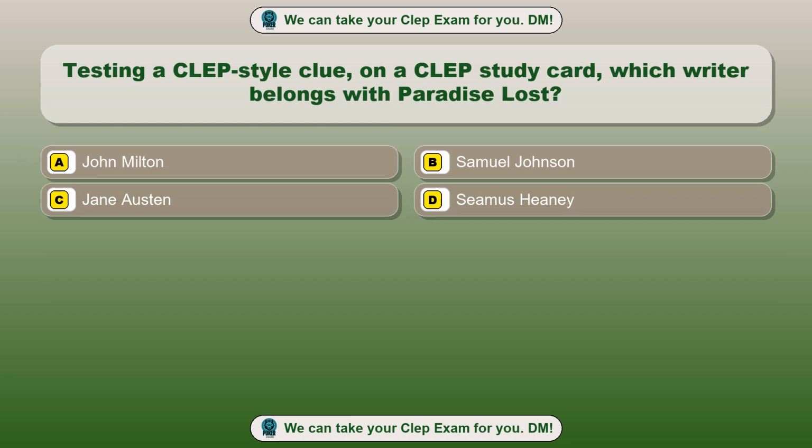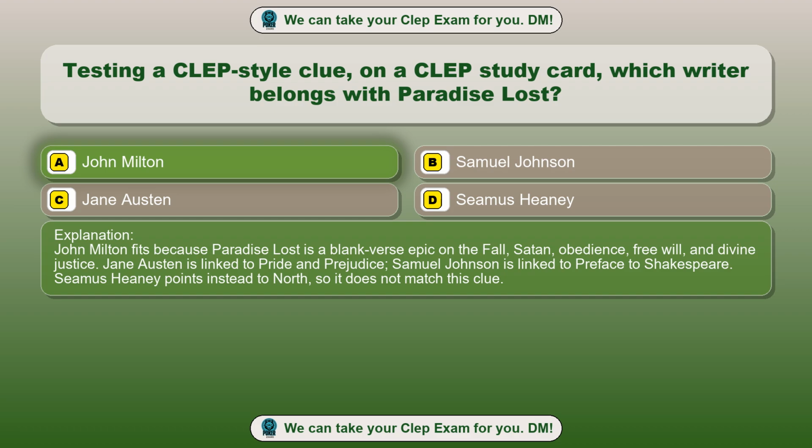Question 63. Testing a CLEP-style clue on a CLEP study card, which writer belongs with Paradise Lost? Option A, John Milton. Option B, Samuel Johnson. Option C, Jane Austen. Option D, Seamus Heaney. The correct answer is option A, John Milton. John Milton fits because Paradise Lost is a blank verse epic on the fall, Satan, obedience, free will, and divine justice. Jane Austen is linked to Pride and Prejudice, Samuel Johnson is linked to Preface to Shakespeare. Seamus Heaney points instead to North, so it does not match this clue.